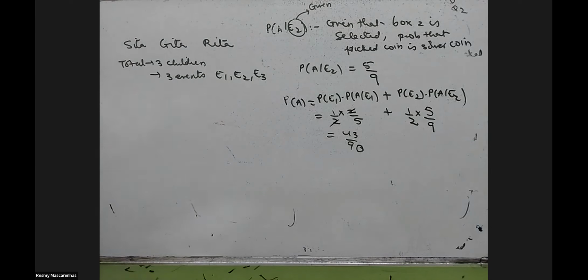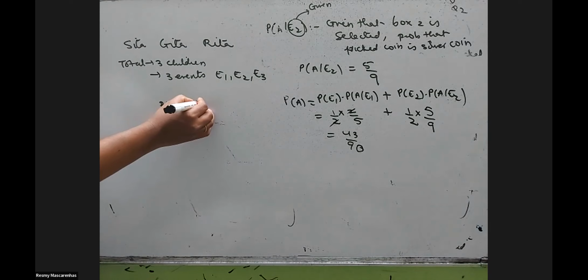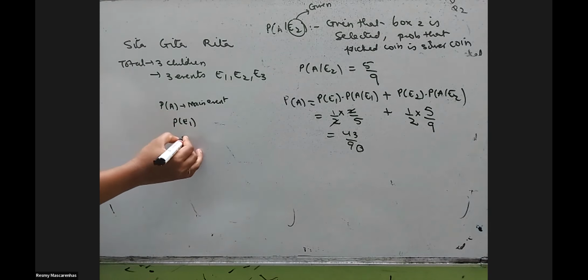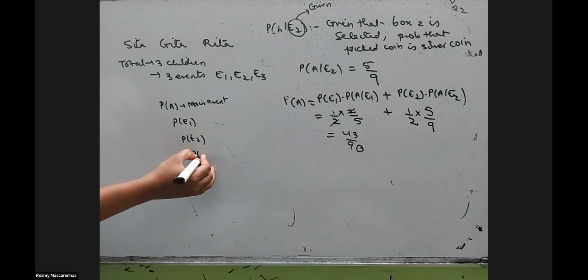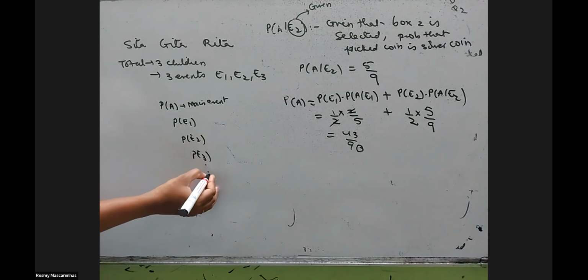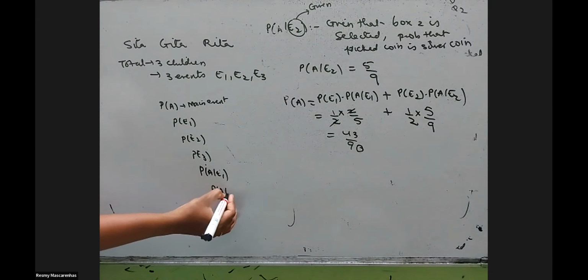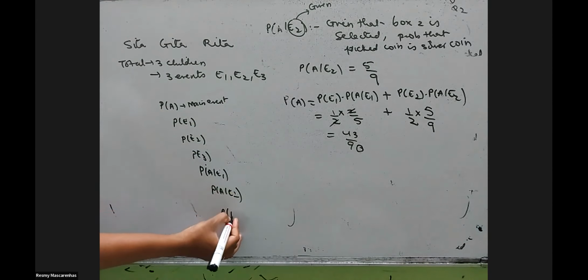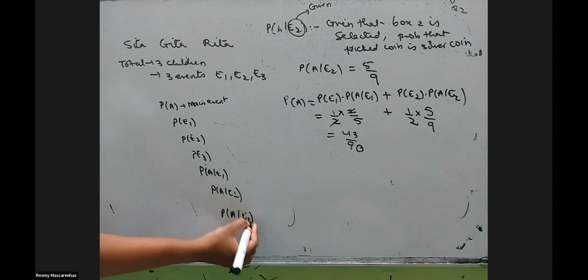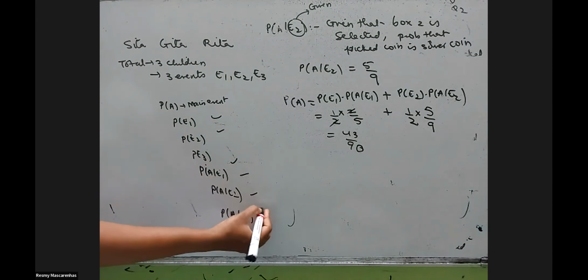Now obviously, this is how you have to start the order. This will be the main event A. And you have to find the probability of E1, then the probability of E2, the probability of E3, then P of A upon E1, P of A upon E2, P of A upon E3. So this is the list which you have to find.